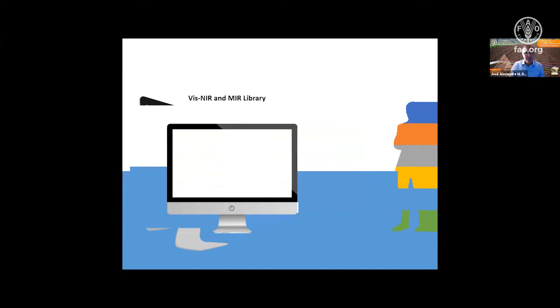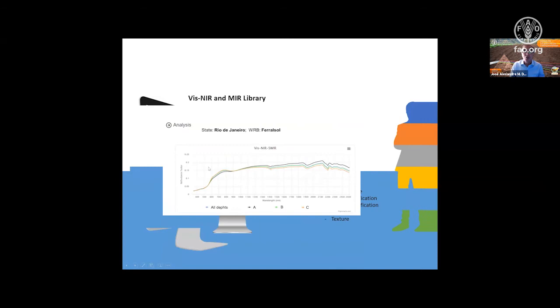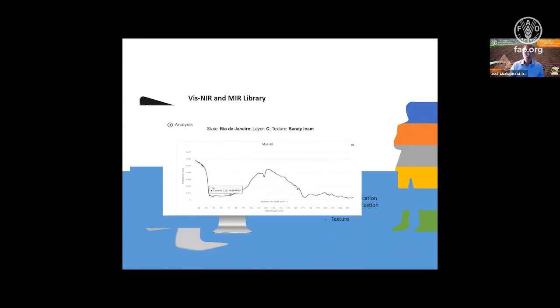Now, the laboratory has Vis-NIR and MIR, you can choose. And you can choose to see a soil classification, like a ferrosol. You put ferrosol, let me see the spectra of a ferrosol, and it will show all the spectra from a ferrosol. It's an example. Or you can say, I want to see a sandy texture spectra on mid-IR, and you can see here the spectra.